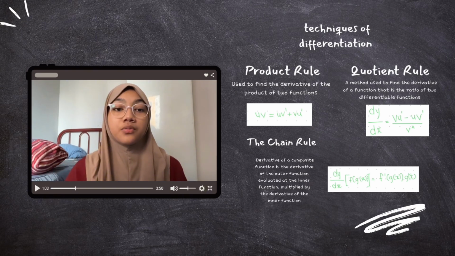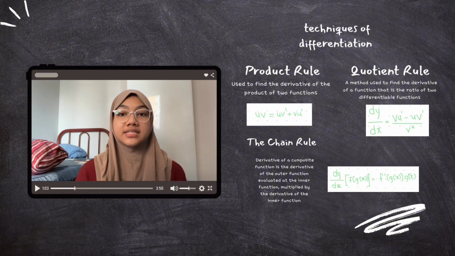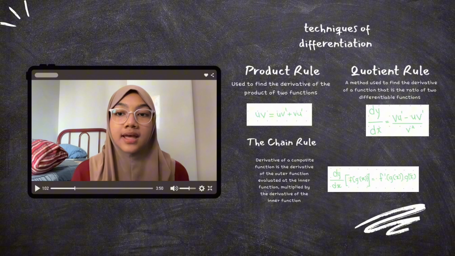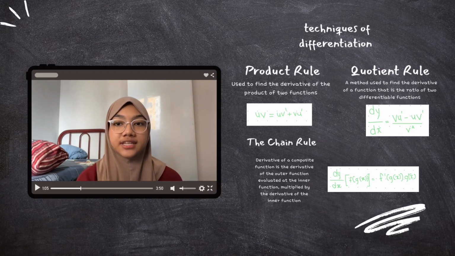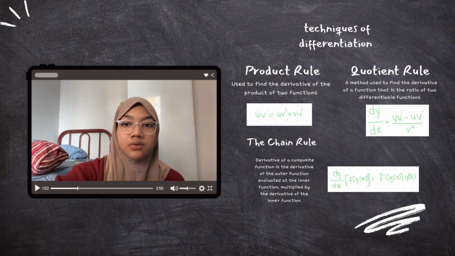First is product rule. Product rule is used to find derivative of the product of two functions. The formula is uv equal to uv prime plus vu prime. So for the quotient rule, a method used to find the derivative of a function that is the ratio of two differentiable functions. The formula is dy by dx equal to vu prime minus uv prime over v squared. And for the last is the chain rule: derivative of the composite function is the derivative of the outer function evaluated at the inner function multiplied by the derivative of the inner function. And the formula is dy by dx of f of g x equal to f prime of g of x times g prime of x.